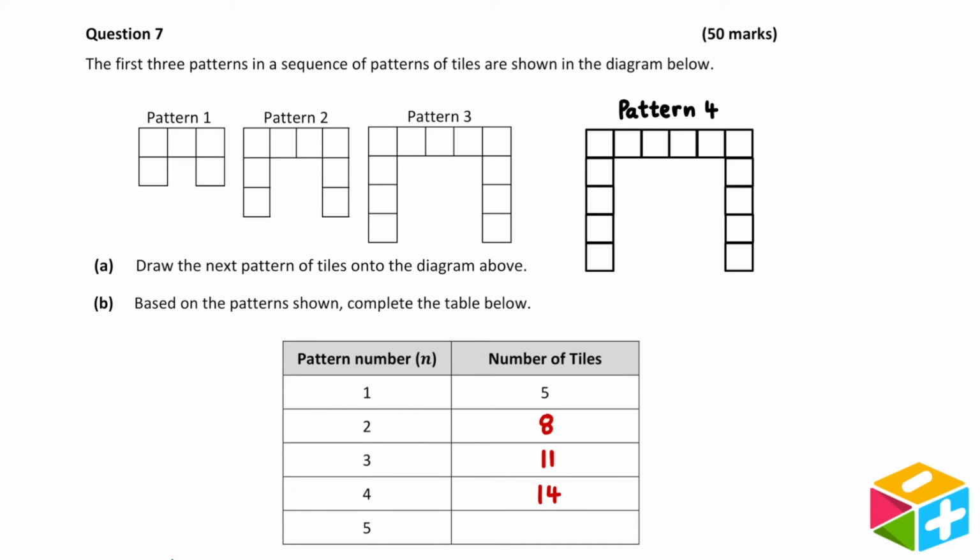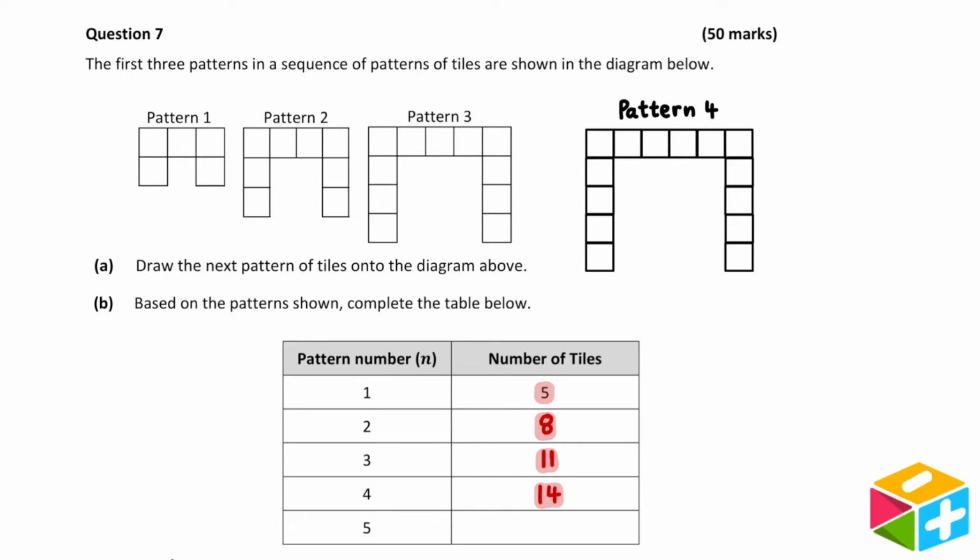When it comes to pattern number 5, we don't have the pattern drawn out. One option would be to draw out the pattern and count up the number of tiles, but this would be quite a bit of effort. A more clever approach would be to look at the sequence of the number of tiles and see if we can spot a pattern.